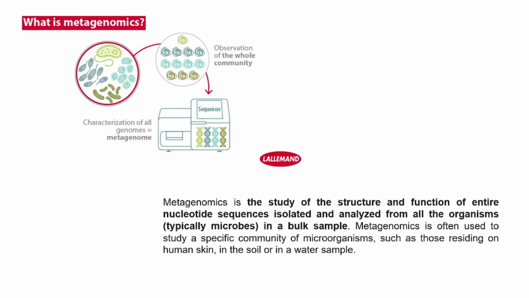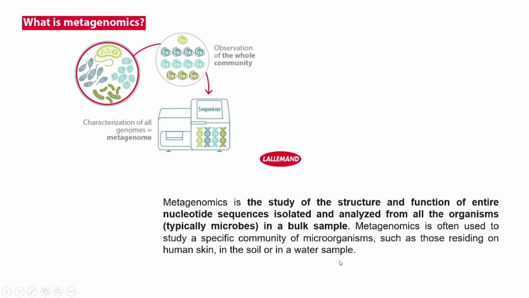Typically microbes, obviously, and you can see in the sketch, they are taking the sample. There are a lot of different kinds of microbes in the sample, and they are observing the whole community. They are putting it in the sequencer. They are characterizing all the genomes. That's why it's called metagenome, and it's often used to study a specific community of microorganisms, such as those residing in the human skin, in the soil and water sample.